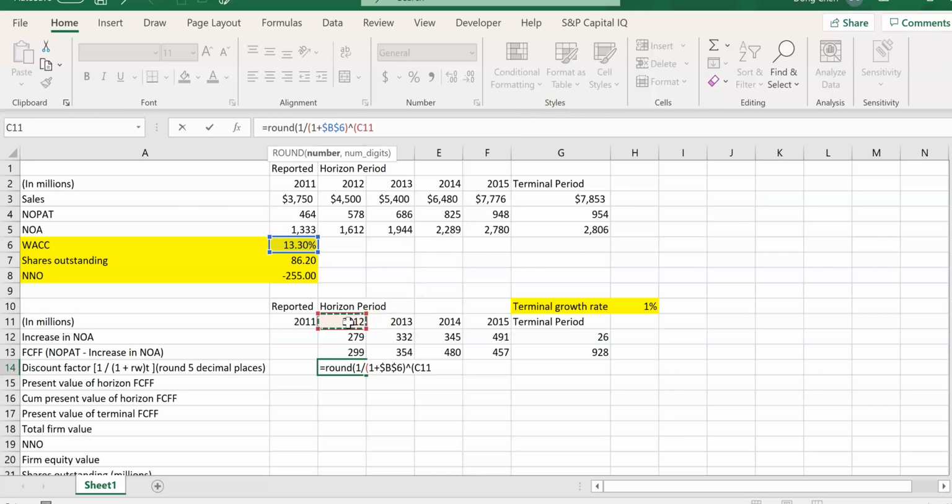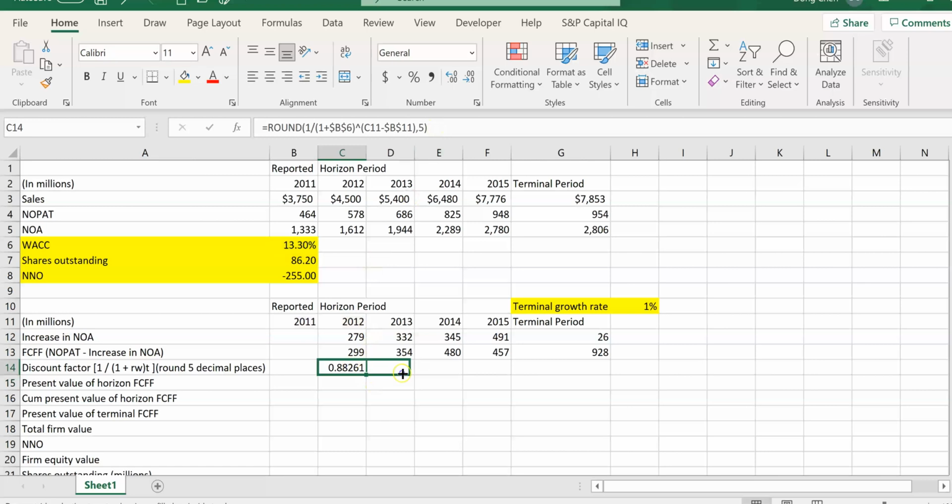For the first year, I need to subtract the starting year, but I need to fix the starting year cell again because later on when I drag the cell, I don't want the starting year to change. I just want the corresponding year number to change, and that will give me the difference between the year I'm calculating the discount factor for and the starting year. And then we should round this to 5 decimal places. Since I have considered the number of decimal places, I can now just drag the cell to the other years to get the corresponding discount factors.